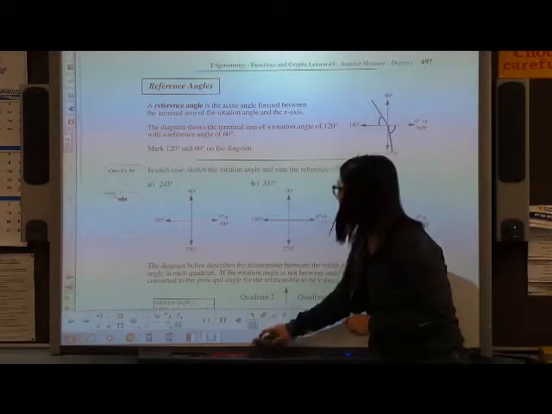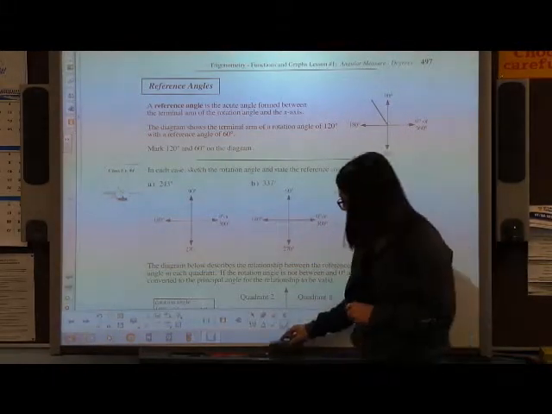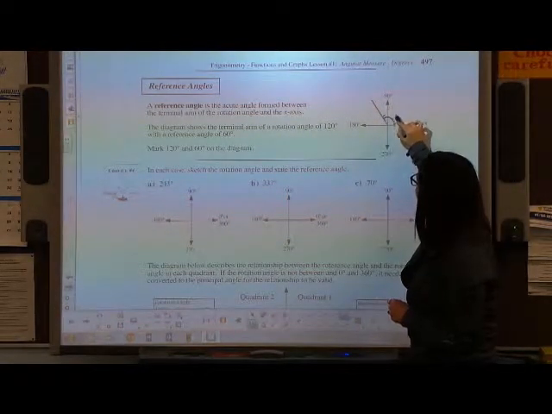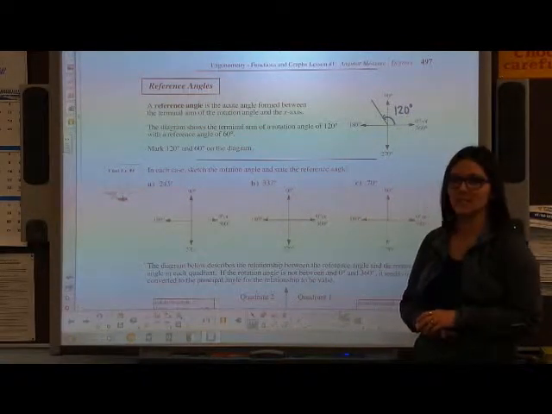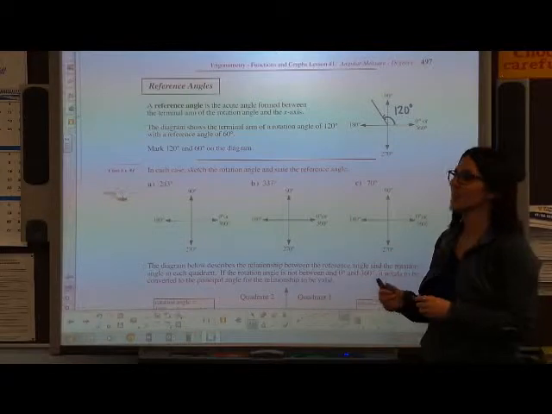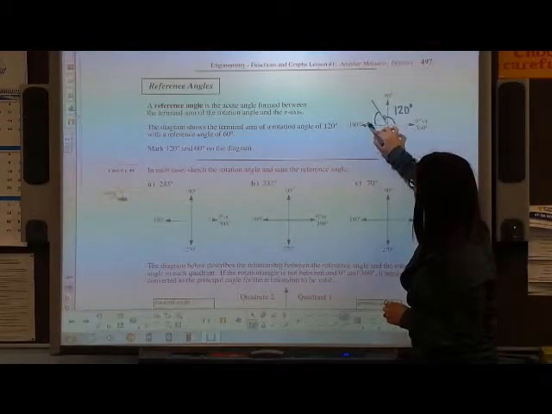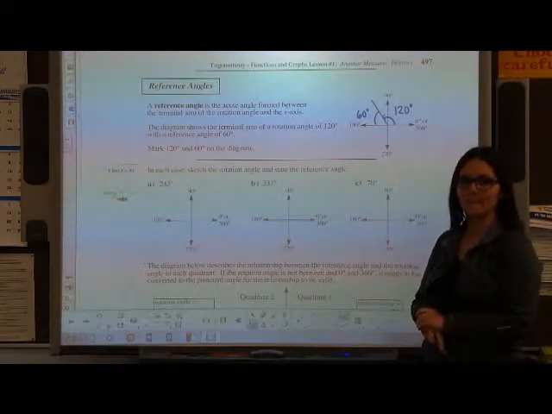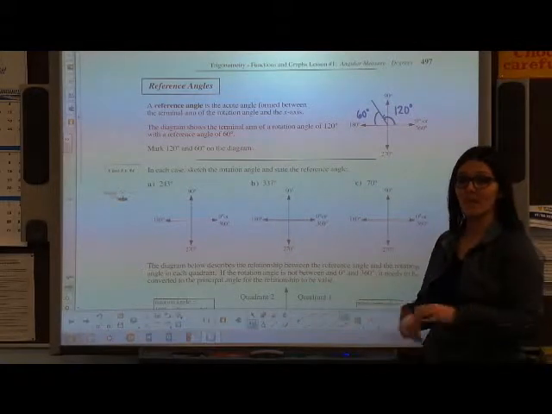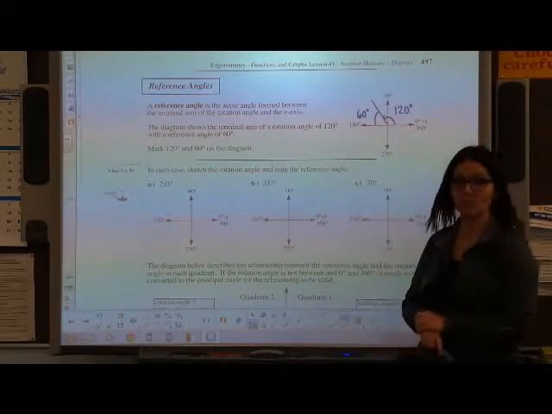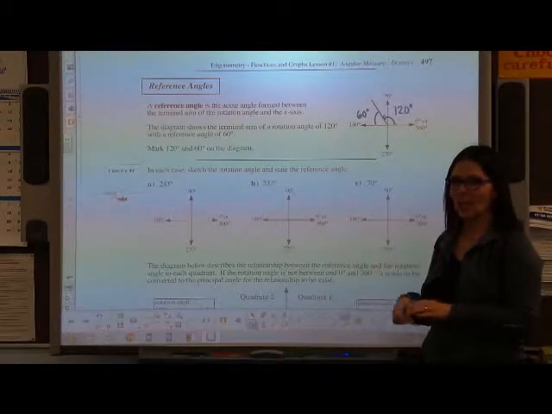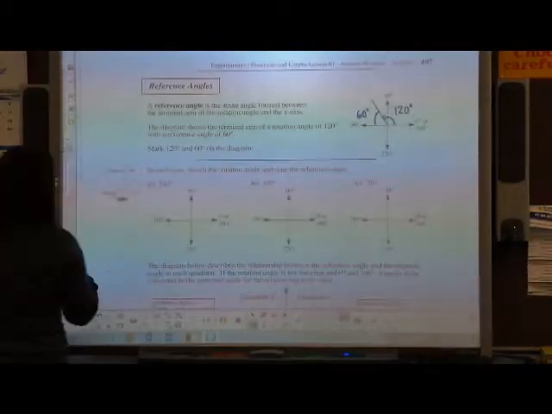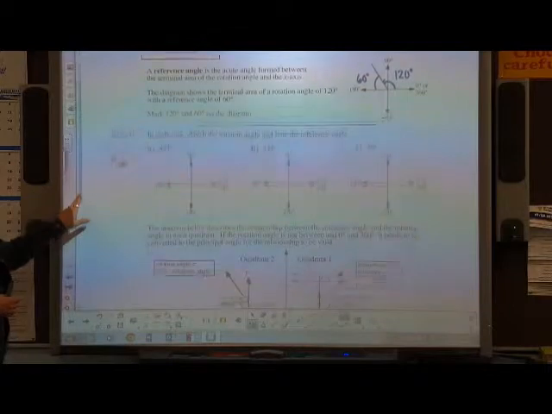So in this diagram here, I have that the terminal arm is a rotation angle of 120 degrees. That's the rotation that it gets. The reference angle is 60 degrees. That's this part in here. What can you tell me about the two numbers? They add up to 180 when I'm looking at these two quadrants. They don't always do that, so we're going to try to develop a pattern. So in each case, sketch the rotation angle and then state the reference angle.